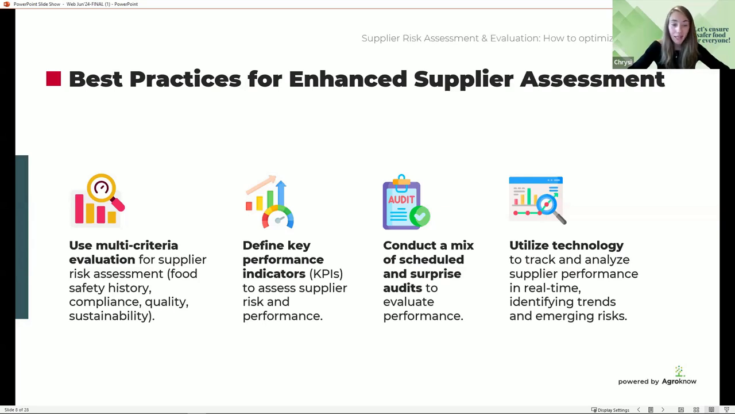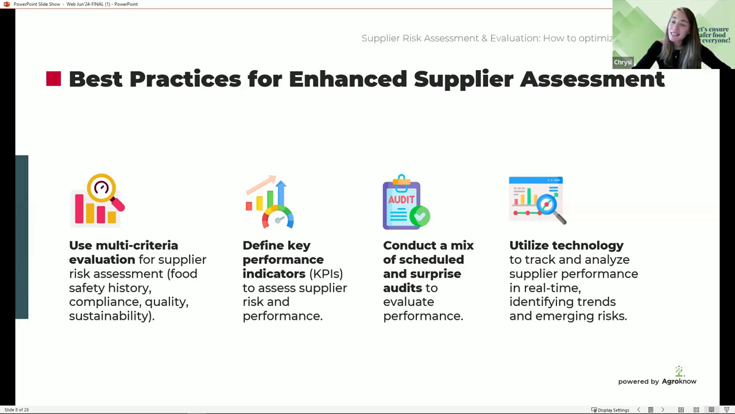However, on the other hand, surprise audits can provide a more realistic picture of the day-to-day operations and compliance of your suppliers. And this combination can help you gain a more accurate and more comprehensive understanding of your suppliers' adherence to the standards that you have set.